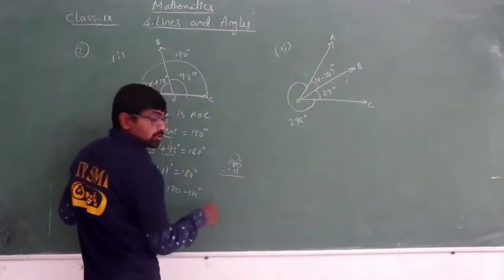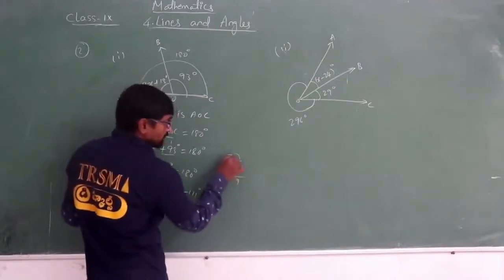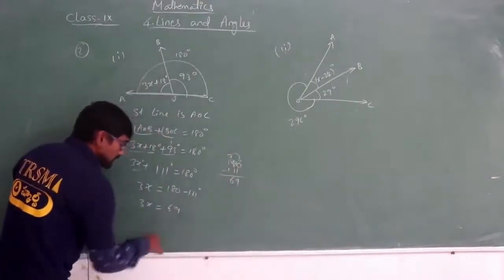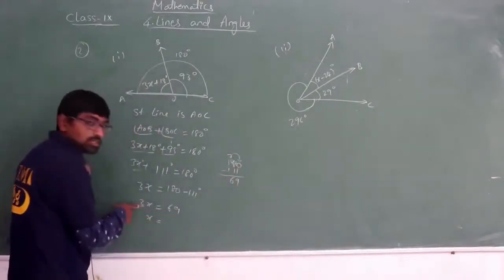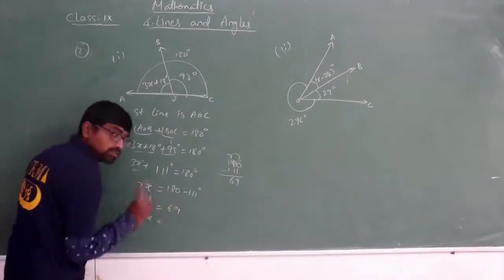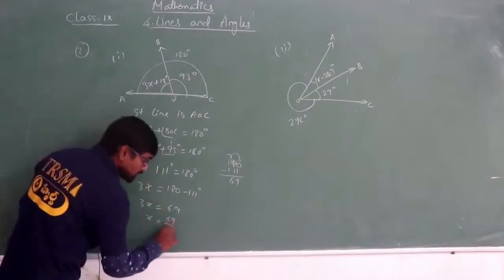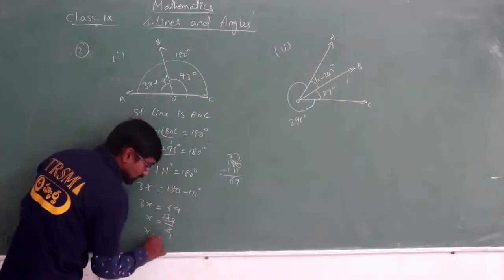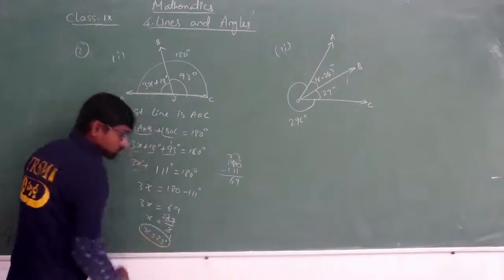I will take borrow. 10 minus 1 is 9. Here the remaining is 7, 7 minus 1 is 6. So here I am getting 69. Therefore, for division, here 3 is multiplying the variable, so I have to divide by 3 on both sides. So 3 by 3 will become 1, and 69 divided by 3: 3 ones are 3, 3 twos are 6, 3 threes are 9. So the x value I have got is 23 degrees.